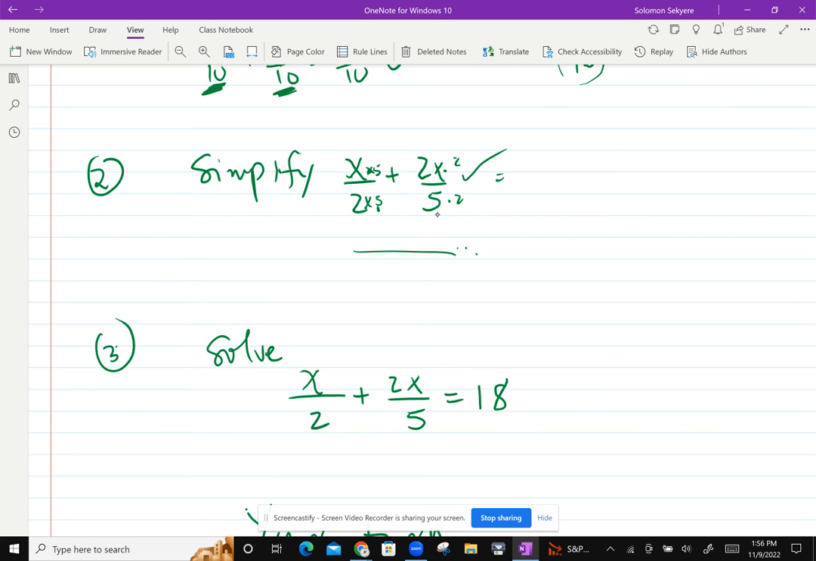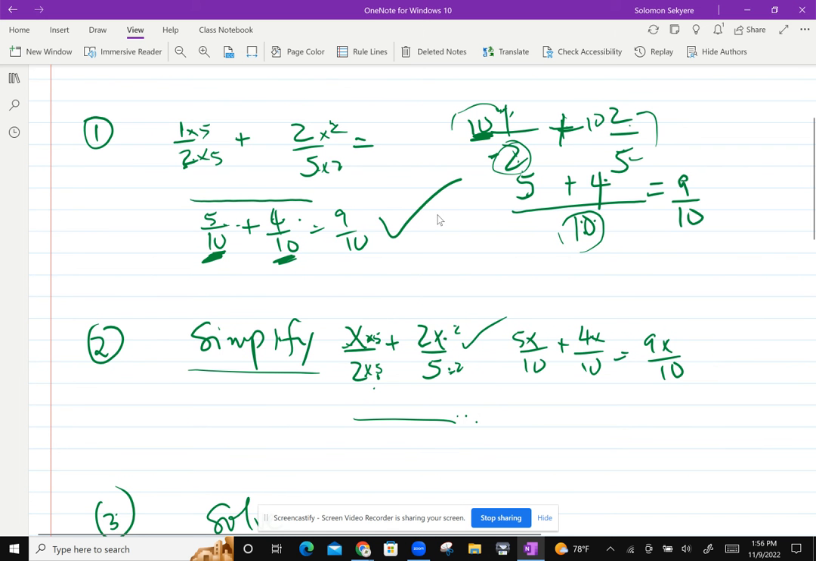And then I'll have 5x over 10 plus 4x over 10. 5x plus 4x is 9x over 10. You're done. This is simplify. There is no equal sign, so you're not solving for anything. So it basically is the same thing.